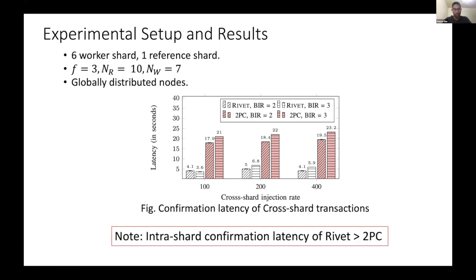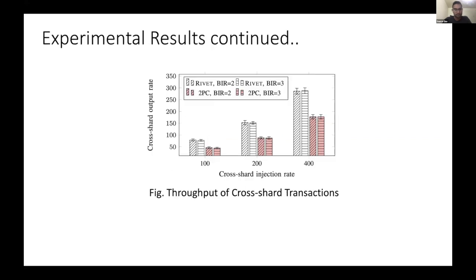It's important to note here that since we don't run a consensus within each worker shard, the intra-shard confirmation latency of Rivet will be higher than the intra-shard latency of two-phase commit. In particular, the intra-shard confirmation latency in Rivet will be equivalent to the delay in the state commitment. And we see that each worker shard almost commits their state immediately in the next available reference block. We have a graph for that in our paper.